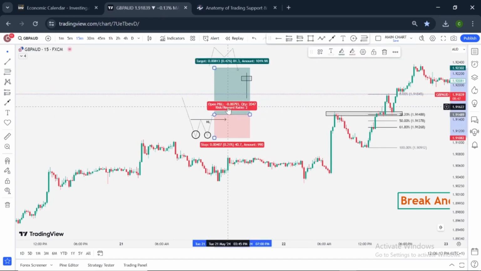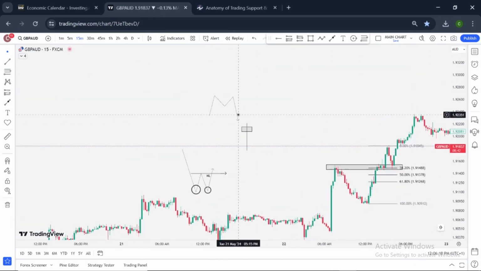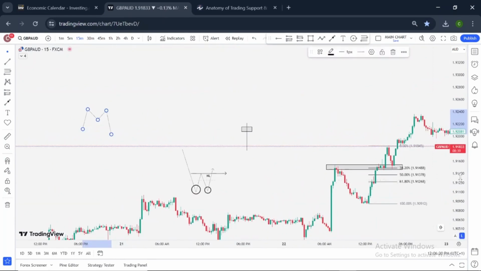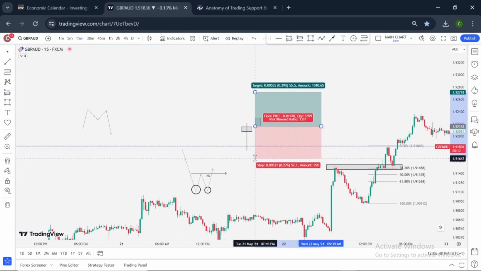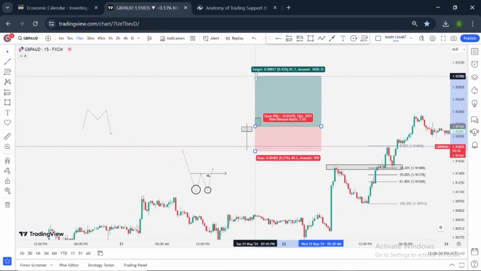So the same thing, if it is a pin bar, a hammer that we identify within this zone, then at the next candle open, we open a buy position. We enter our trade here with our stop loss below the wick of the hammer. The same thing, target 1 to 2.